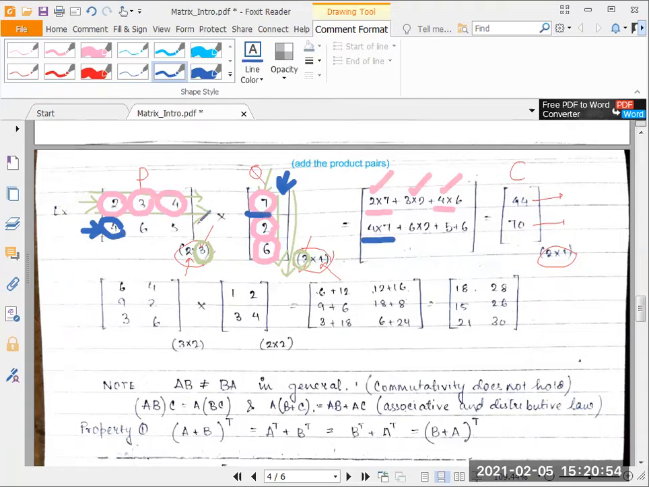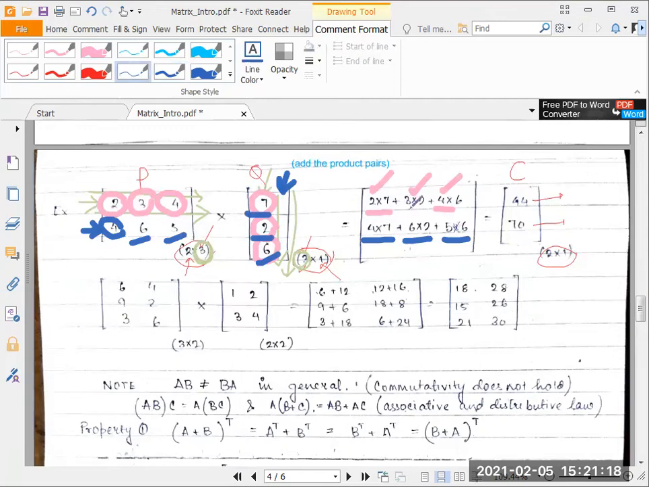Moving further horizontally towards the right, the next element is 6. We multiply 6 with 2 and add. The next element is 5. Then we multiply 5 with 6 and we get 5 times 6. Sorry, let me just use a pen. This will be 5 times 6.